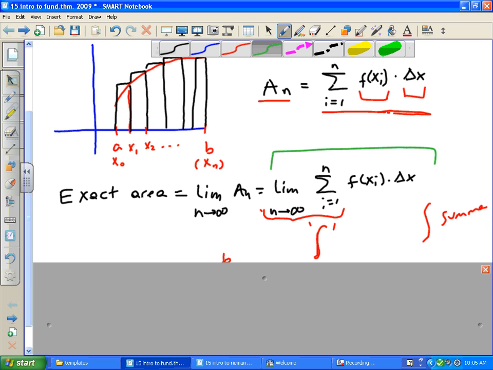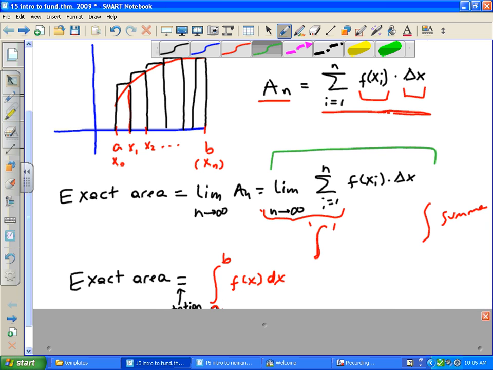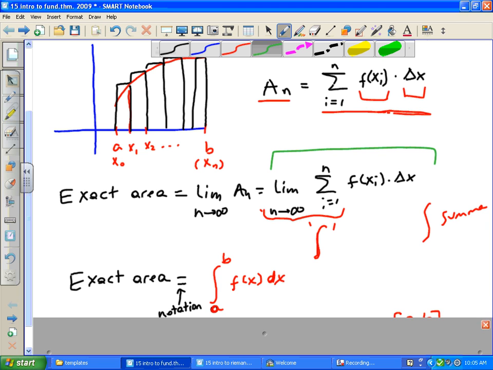Okay? So from now on, for area under a curve for a positive function, we're just going to use this notation. So exact area equals, and it's equal by this new notation that we're seeing. Instead of the limit of a sum, we're using the elongated S. And notice that on that S, you can also put the left end point of your interval and the right end point of your interval. So this represents, we're going to find the area from a to b.